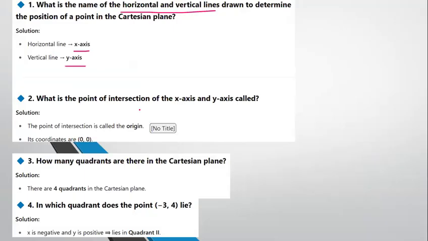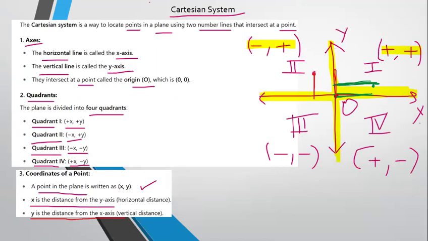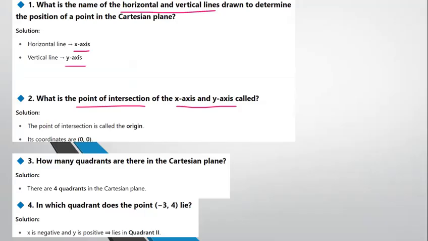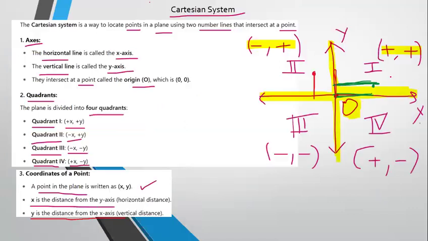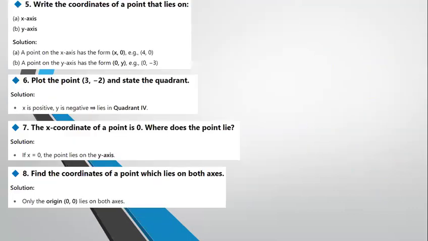The second question is, what is the point of intersection of the x-axis and y-axis? The point of intersection is O, which is called the origin, and it is denoted by (0, 0). How many quadrants are there? Here we have 1, 2, 3 and 4. So we have 4 quadrants.